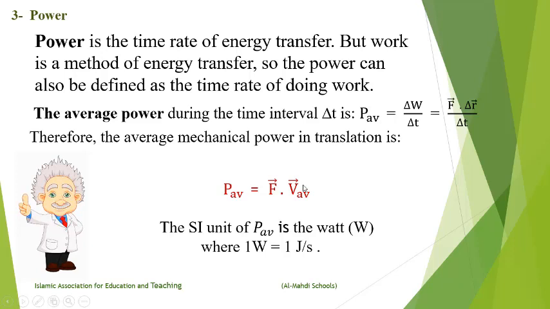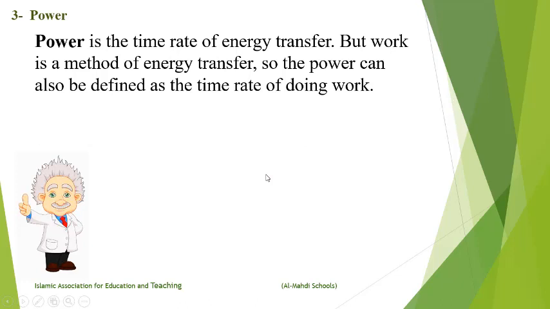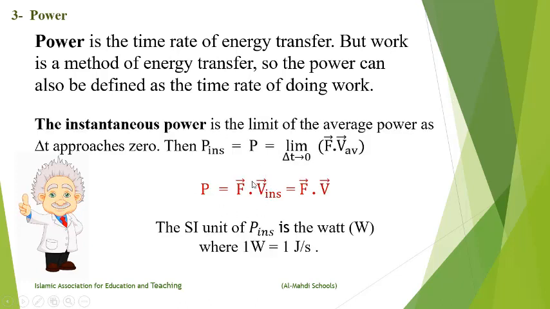But also, average power can be written as F dot V average. How? If we apply delta work over delta t, but delta work can be written as F dot delta r, since we are dealing with constant forces, then delta r over delta t is V average, and here it is simply P average equals F dot V average. But since sometimes we talk about instantaneous velocity, then we also talk about instantaneous power, and it's F dot V instantaneous, simply just V. The SI unit here is the watt, which is joule per second.